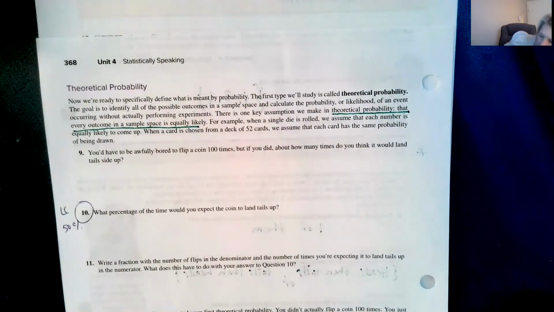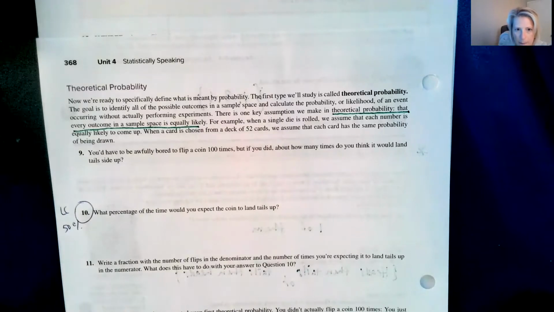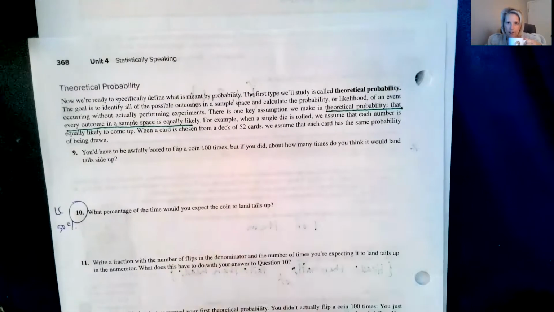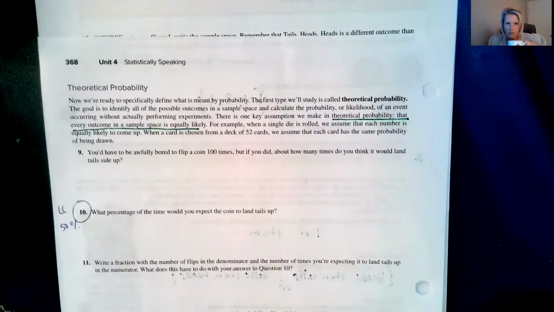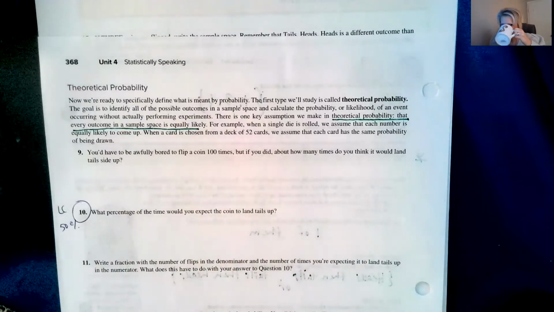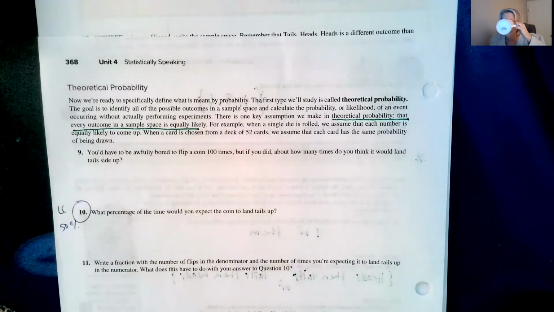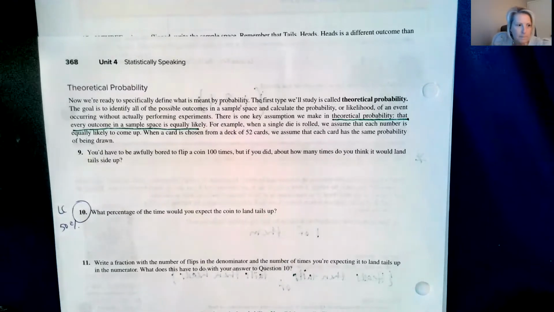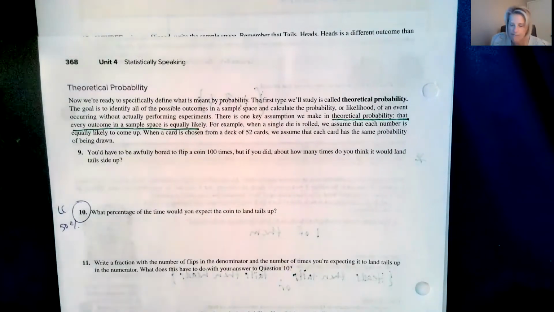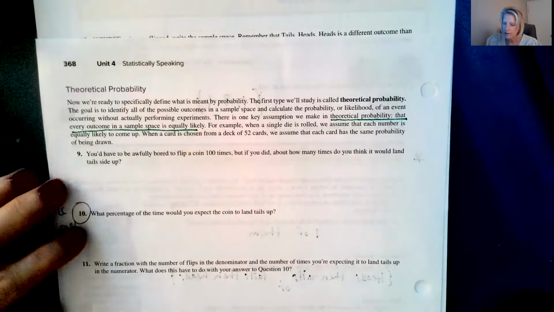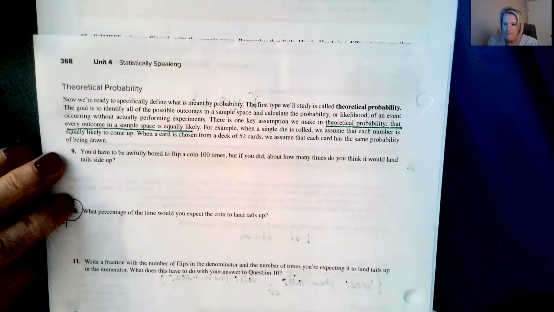Every outcome is equally likely. For example, when a single die is rolled, we assume that each number is equally likely to come up. When a card is chosen from a deck of 52 cards, we assume that each card has the same probability of being drawn. So this is theoretical probability.